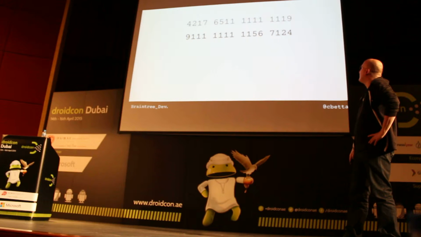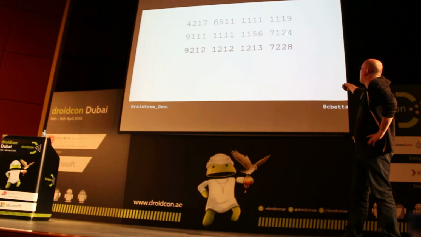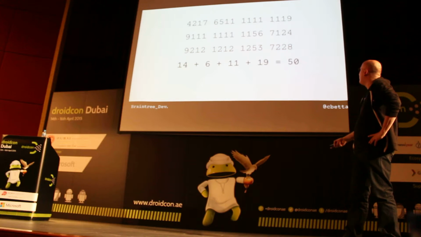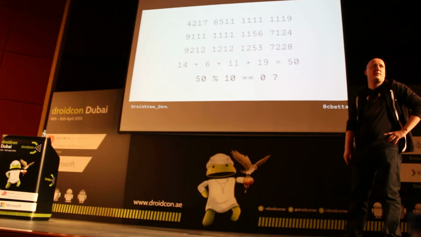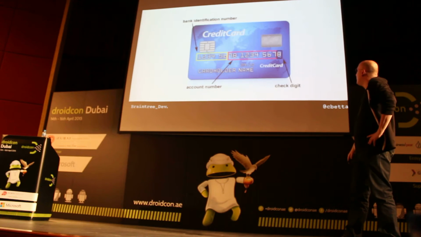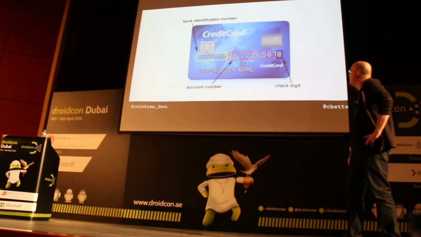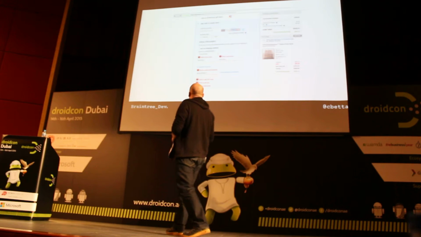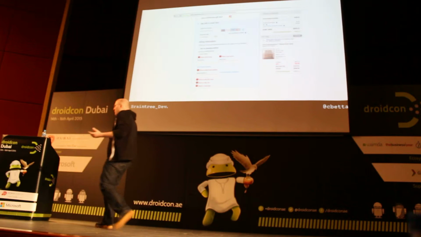So you reverse it, you double each number, so 4 becomes 8, 1 becomes 2, 5 becomes 10, mod 9 becomes 1, etc. You add them up, and if they're divisible by 10, so if they're a nice round number, you have a valid number. That's pretty straightforward, and there's plenty of libraries that allow you to check this, and still plenty of websites don't check this properly.